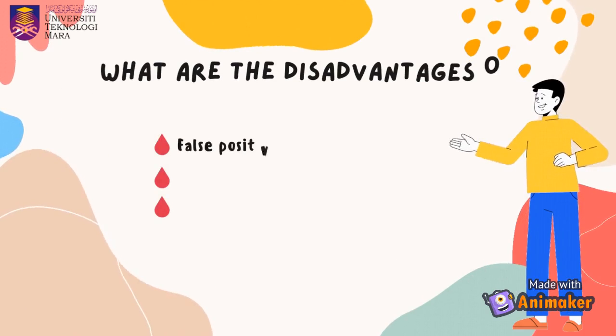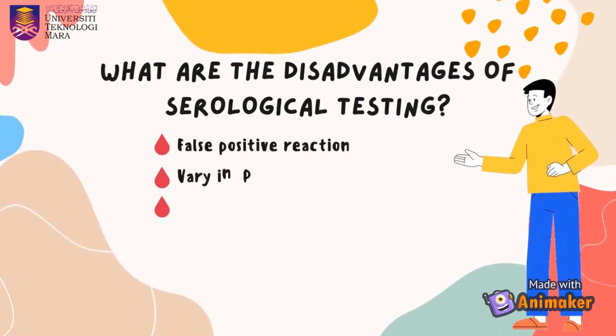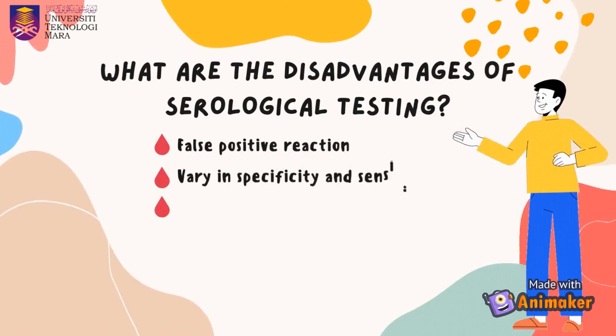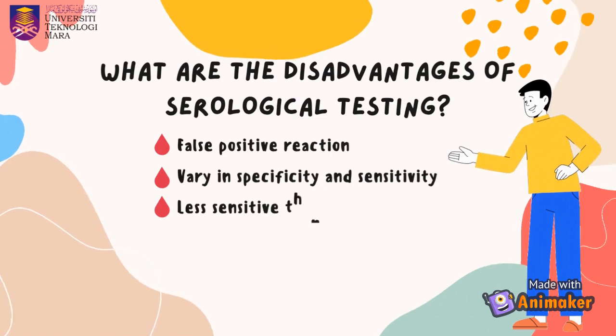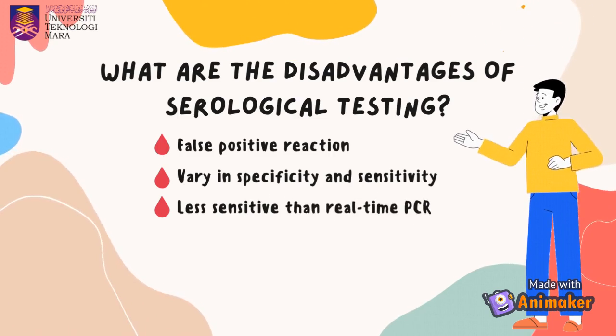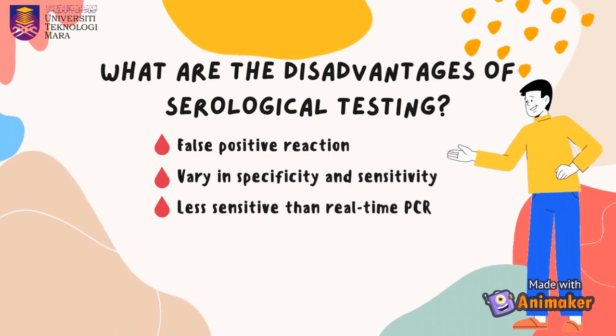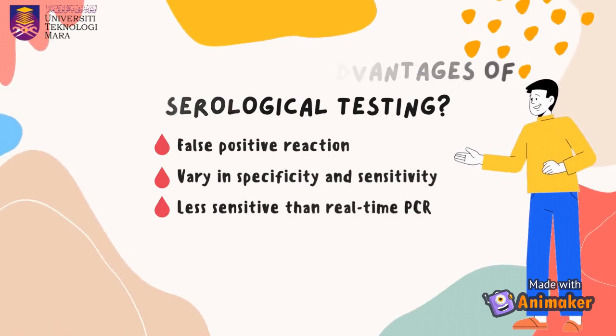For the disadvantages of serological testing, false positive reaction can occur through cross-reactive antibodies. Second, varying specificity and sensitivity. Lastly, less sensitive than real-time PCR.